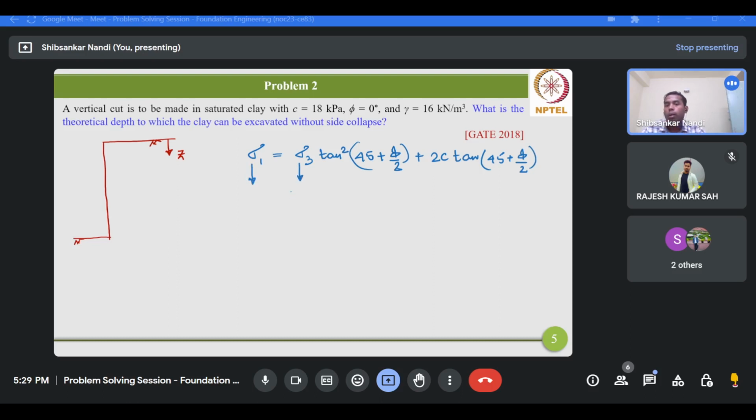Now what do you mean by major and minor principal stress? What are the definitions of major and minor principal stress? First, let me know what is the definition of principal stress.